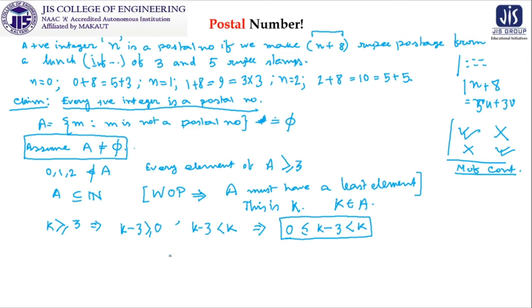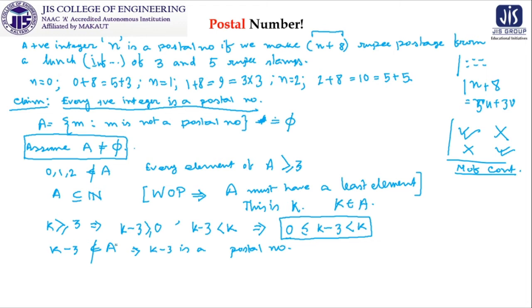Now K being the least element of A, K minus 3 must not be in A, because K is the least element. K minus 3 is less than K. Then how can K minus 3 be in A? So K minus 3 must not be in A. It implies that K minus 3 is a postal number. Yes or no? Because if it is not a postal number, it must be in A. But the logic is here that K minus 3 can't be in A.